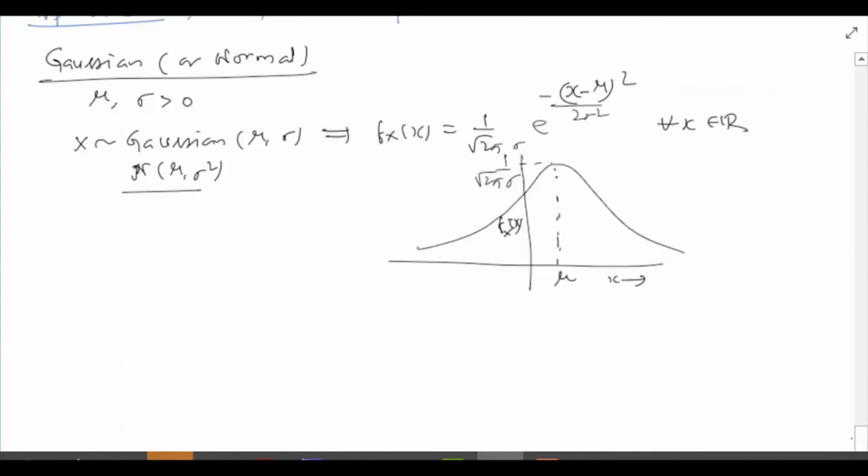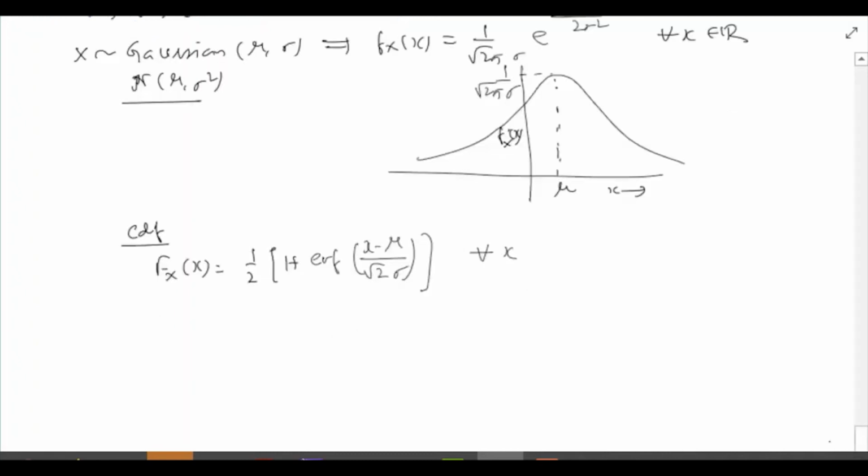The cumulative distribution function of Gaussian distribution turns out to be F(x) equal to half times 1 plus the so-called error function of (x minus mu) divided by root 2 sigma, for all x. Here the error function is given as erf(x) equal to 2 over root pi times the integral from 0 to x of e raised to minus t square dt. This is called error function.